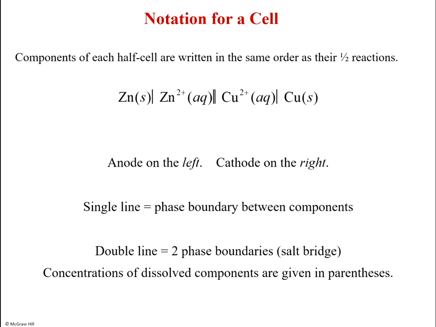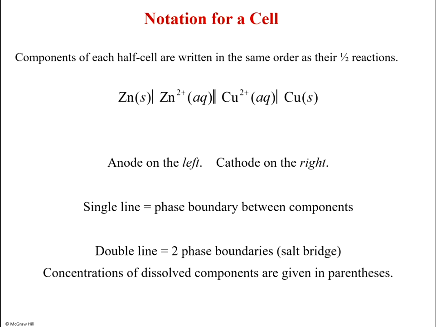In our zinc copper case, the zinc was the anode. So zinc is being oxidized in the voltaic cell. So we'll have zinc solid with one vertical line. And then we'll have a zinc solution. Very often we'll put the concentration of the solution there.